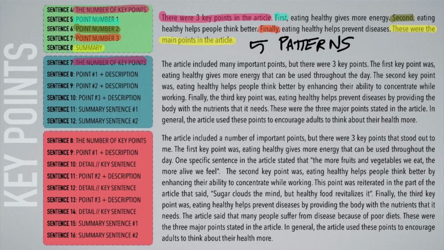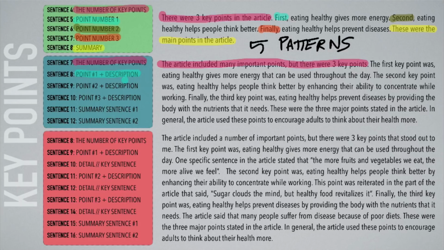All right, so for this section, the pattern is the entire sentence. Once again, the article included many important points, but there were 3 key points. Okay, let's keep going. The next sentence in this section is point number 1 plus description.